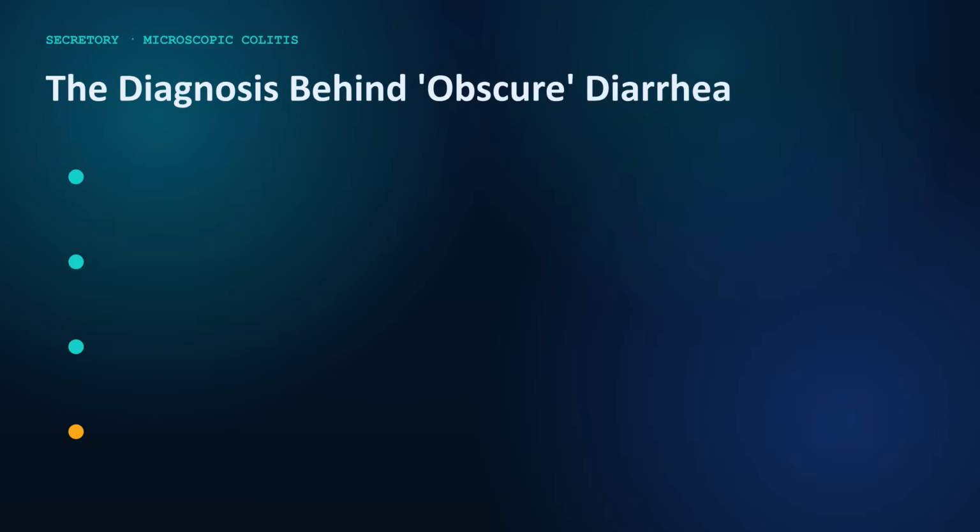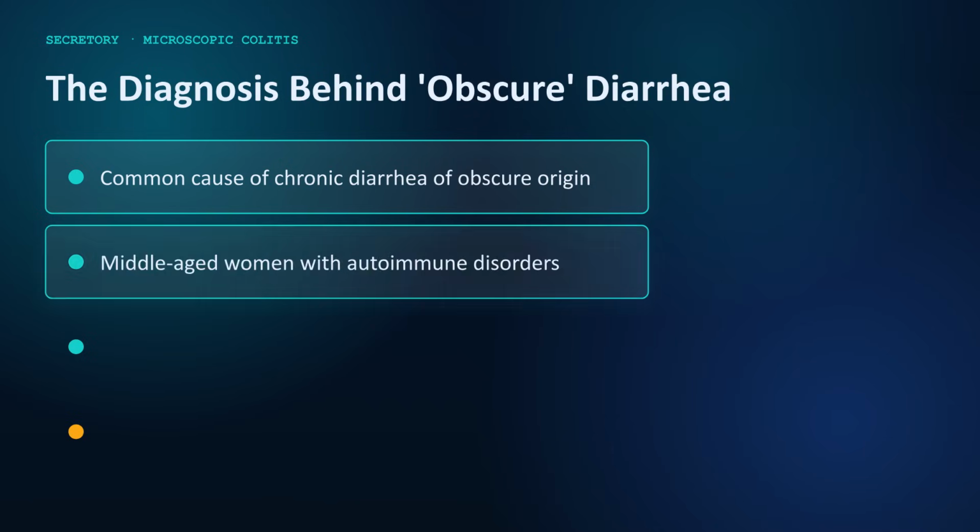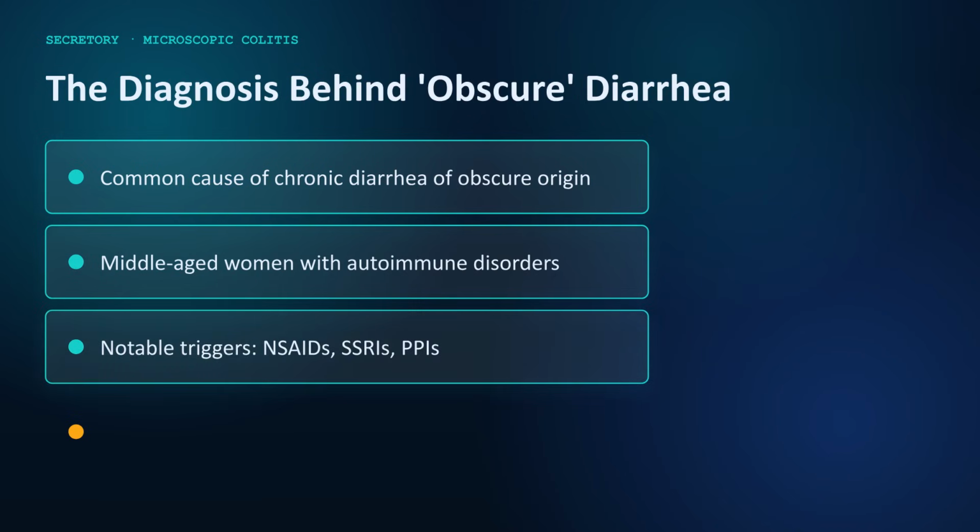Now the diagnosis you must not miss: microscopic colitis. It is a common cause of chronic diarrhea of obscure origin, meaning the patient whose workup keeps coming back normal. It is most often seen in middle-aged women with autoimmune disorders. And there are three notable drug triggers: non-steroidal anti-inflammatory drugs, selective serotonin reuptake inhibitors, and proton pump inhibitors.